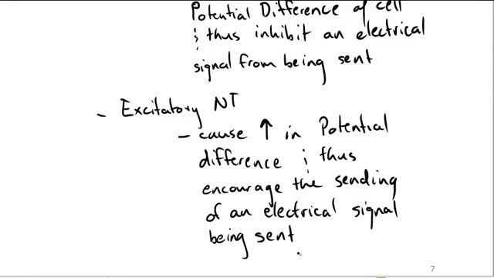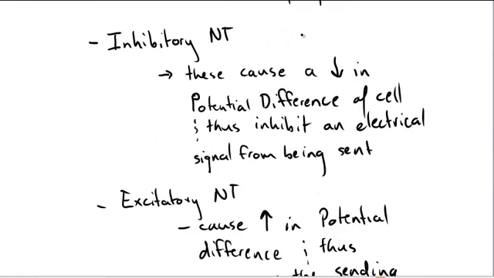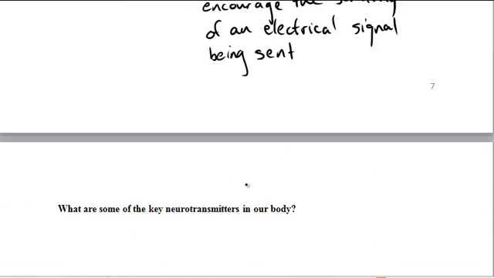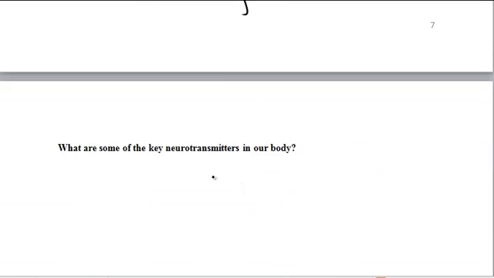One of the complicated things about our nervous system is some neurotransmitters can be inhibitory in certain regions of our body and excitatory in different regions of our body. A perfect example is acetylcholine. It inhibits our heart rate but excites our skeletal muscles. So let's take a closer look at some of the key neurotransmitters in our body and the functions that they perform. The first one we're going to discuss is acetylcholine.